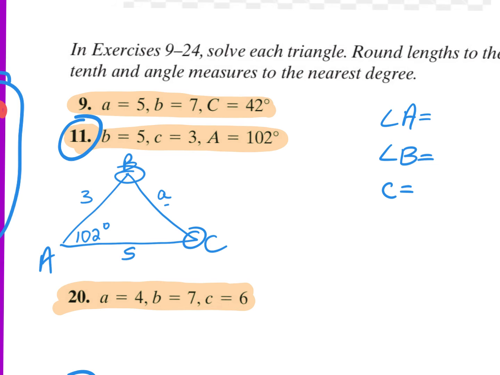Now, even if it didn't say using the law of cosines, could you use the law of sines here? Yes. Do you have an angle measure and its corresponding side? No. So we have to create that angle measure and corresponding side. So what should I find first? A. I'm going to find A.